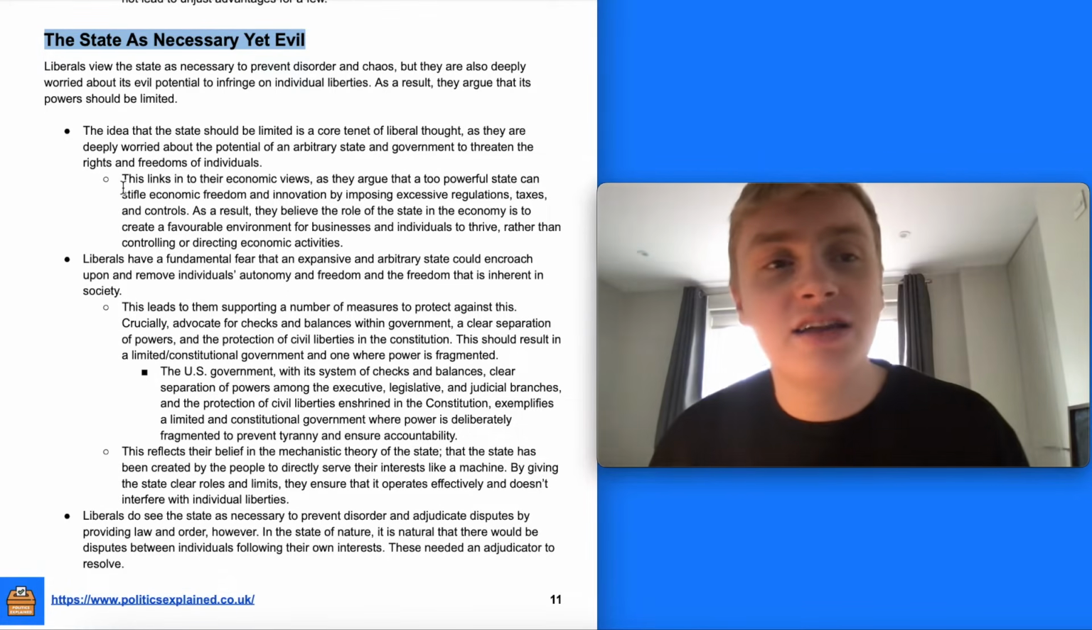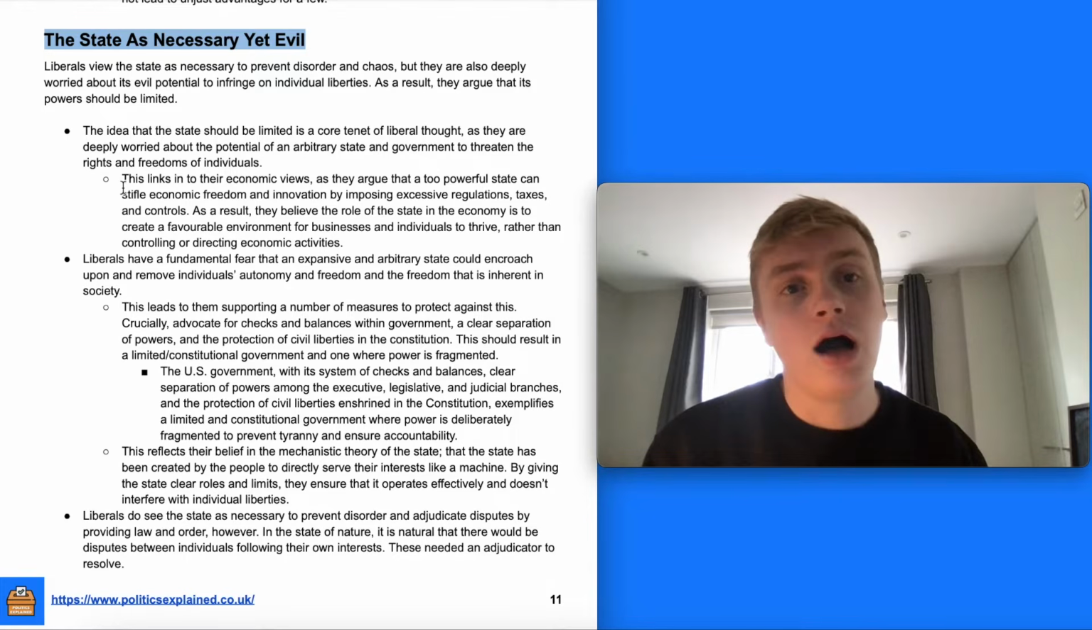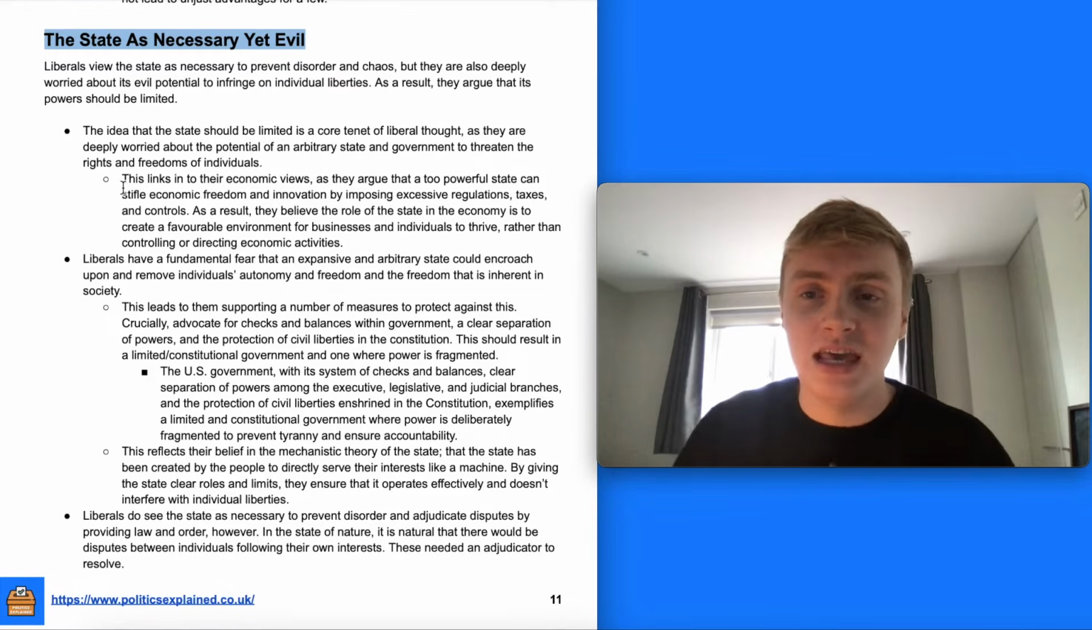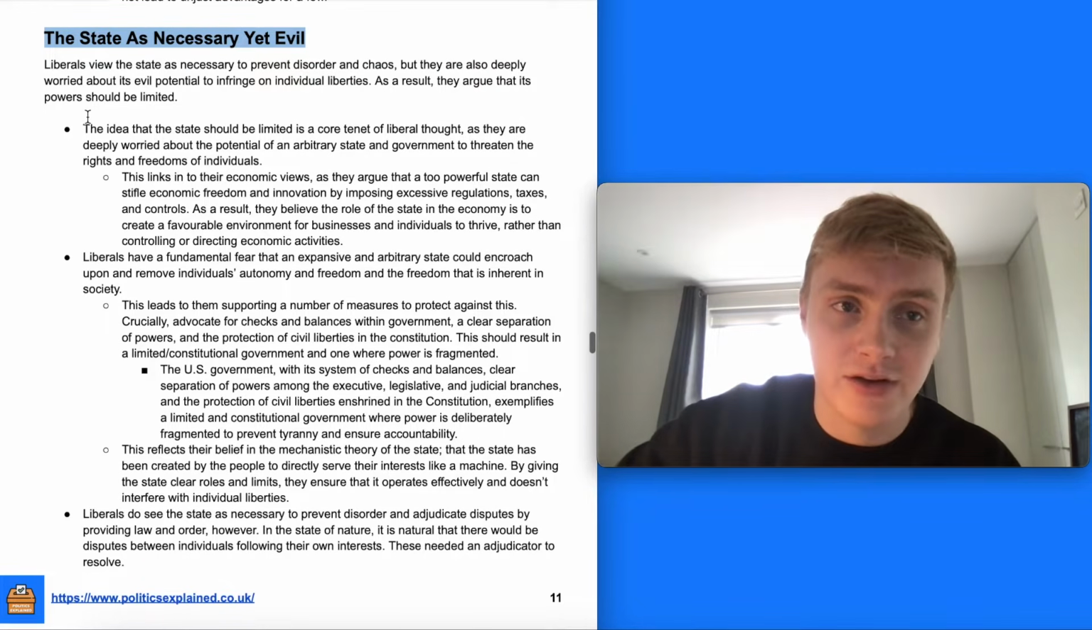Okay, so the next key liberal principle and liberal idea we're going to have a look at is the idea that the state is necessary yet evil. So we're going to have a look at their key ideas on the state specifically.